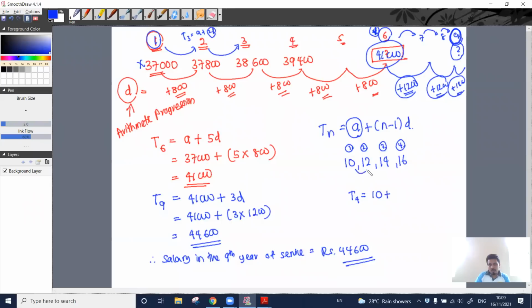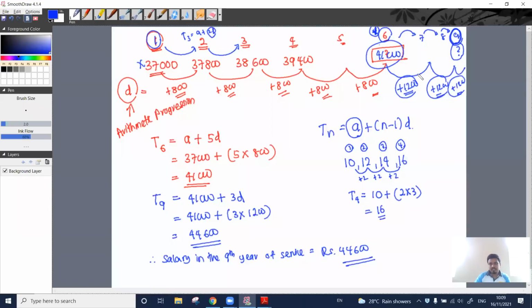10ට මොකක්ද වෙලා තියෙන්නේ? common difference එක කී පාරක් එකතු වෙලාද? +2 කී පාරක් එකතු වෙලාද? 3 පාරක් එකතු වෙලා. common difference එක 2යි, ඒක 3 පාරක් එකතු වෙලා. ඒ විදියට තමයි 16 ඇවිල්ලා තියෙන්නේ. Right? First term is 10. ඒකට common difference එක 3 පාරක් එකතු වුණාට පස්සේ තමයි 16 ඇවිල්ලා තියෙන්නේ. The same thing I have applied here. First term is 41,000.